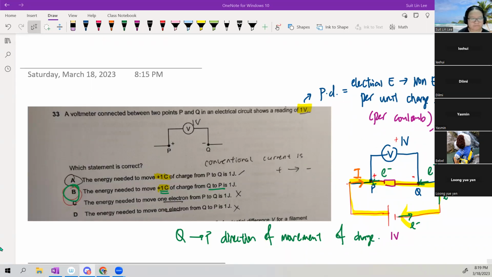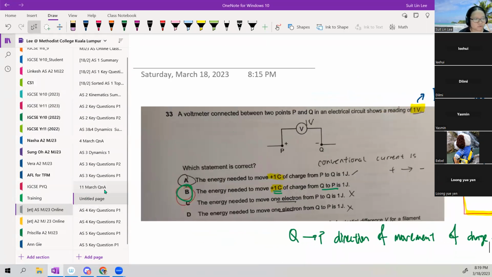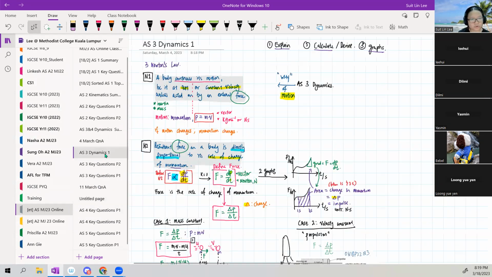Sometimes they draw you half a circuit, and you have to find a way to complete it yourself based on the information given to you. Right, great. Glad you're okay now.